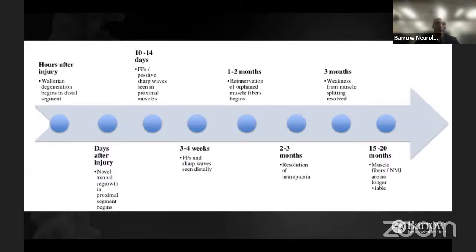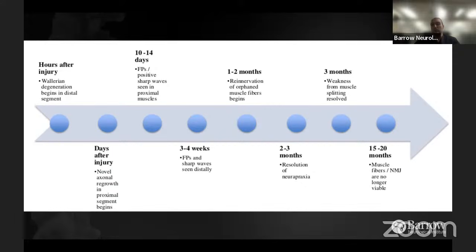And they also provide a timeline of what exactly is happening up to 2 years after surgery. So in hours after surgery, you will start to see Wallerian degeneration. Days later, novel axonal regrowth starts in the proximal segments of the nerve. Up to 2 weeks, you start to see fibrillation potentials and positive sharp waves in the proximal muscle. And at 4 weeks, it propagates distally. At about 2 months, reinnervation of the muscle fibers begins.